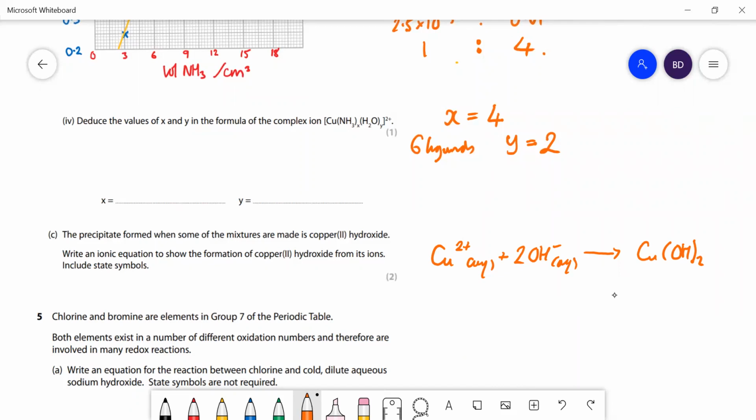Right, I don't think it's looking particularly for the copper complex, which you'd write as [Cu(H2O)4(OH)2]. I don't think it actually requires that. It's not clear. Again, normally they'd make it absolutely clear if they wanted the formula of the complex or just this simplified one. They haven't really made it clear there.